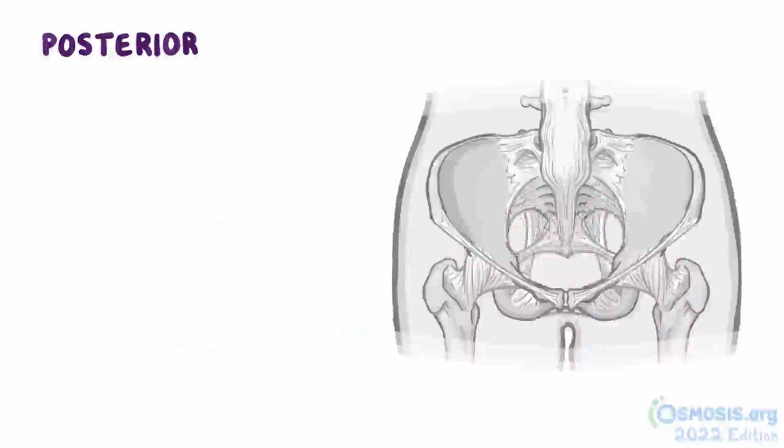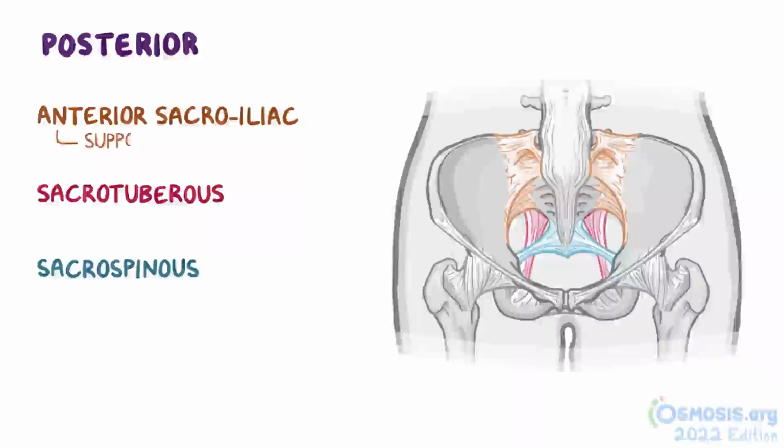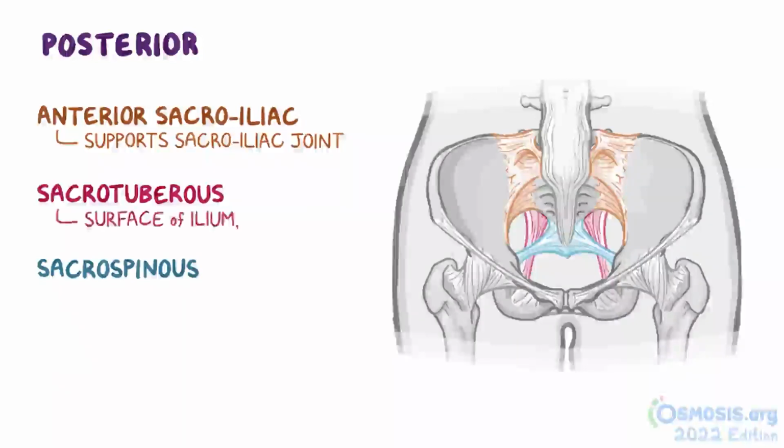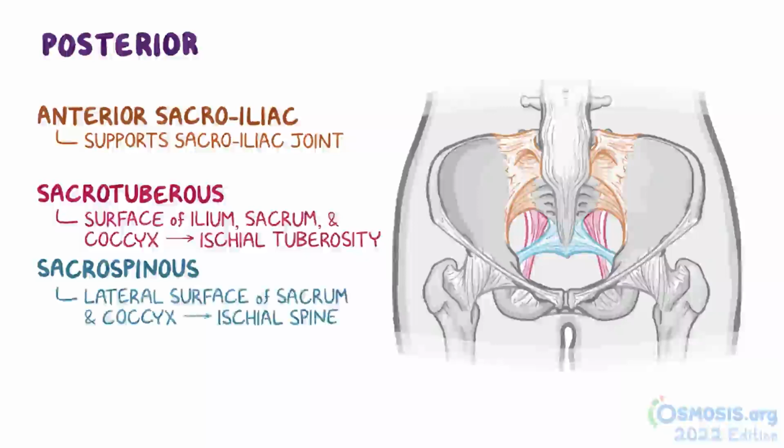The ligaments that form the posterior wall are the anterior sacroiliac, sacrotuberous, and sacrospinous ligaments. The anterior sacroiliac ligament is one of the ligaments that supports the sacroiliac joints anteriorly. The sacrotuberous ligament passes from the posterior surface of the ilium and the lateral surfaces of the sacrum and coccyx to the ischial tuberosity. Finally, the sacrospinous ligament passes from the lateral surface of the sacrum and the coccyx to the ischial spine.